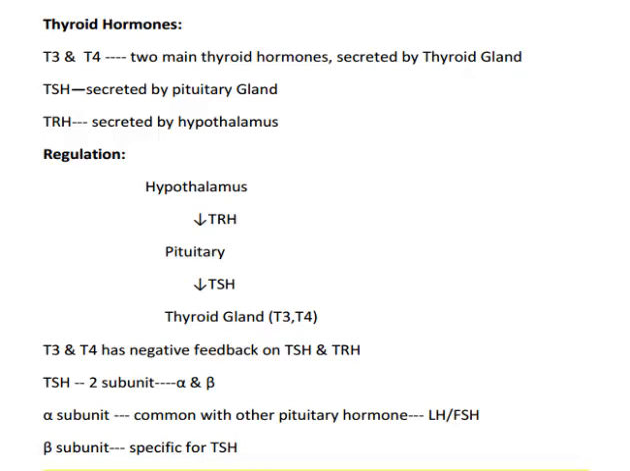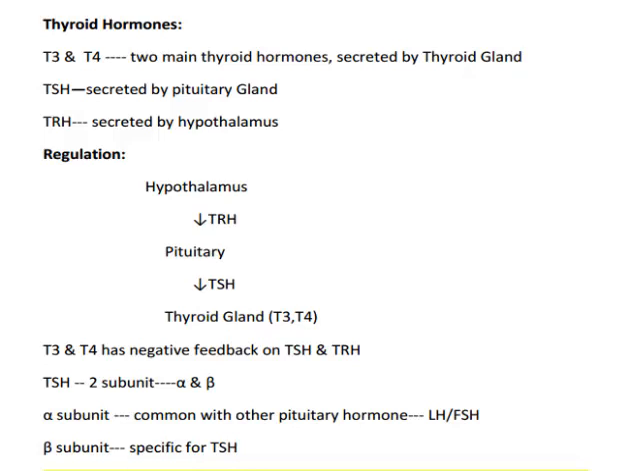Now these T3 and T4 send negative feedback to the pituitary and hypothalamus so that further TRH and TSH are not secreted. The function of thyroid hormone is to help in normal growth and development of the human body.